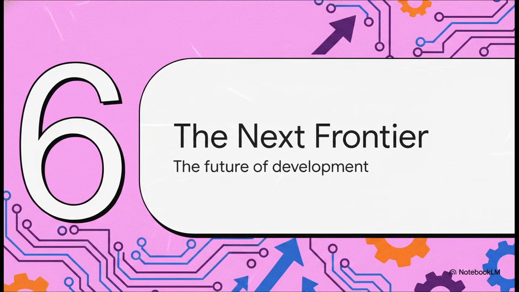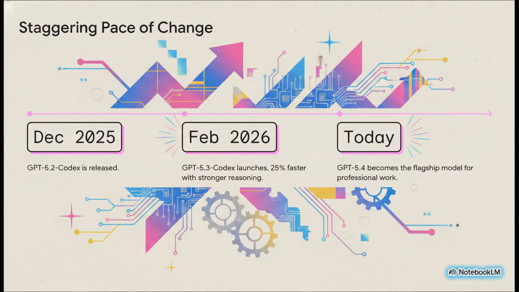Okay, let's wrap this up by taking a look at where all of this is headed. Because honestly, understanding the trajectory is just as important as knowing how to use the tools today. Because the pace of change here is just relentless. It is really hard to overstate how fast things are improving. I mean, we've gone from GPT 5.2 to today's GPT 5.4 in just a few months. And each of those steps wasn't a small tweak, it was a massive leap forward in reasoning and the ability to act as an agent.